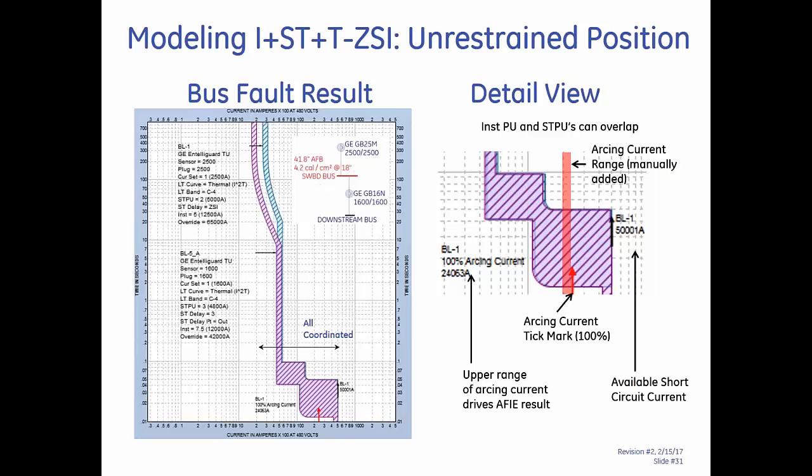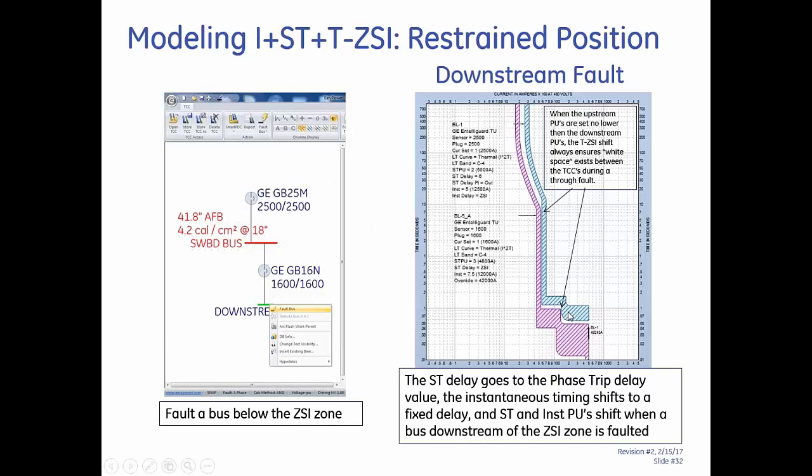What happens if the fault is below the downstream breaker? This is what happens. I'll fault the downstream bus, and here you see that I have a white space due to the shifting everywhere between the two breakers. The short time and instantaneous pickups shifted to the right. The instantaneous timing shifted upwards, and the short time band shifted from, again, the 3 to the 6.